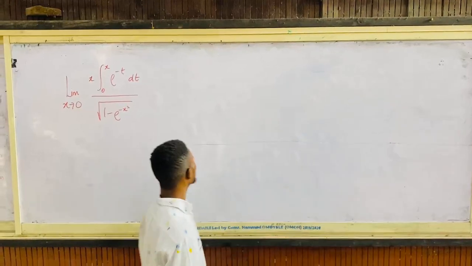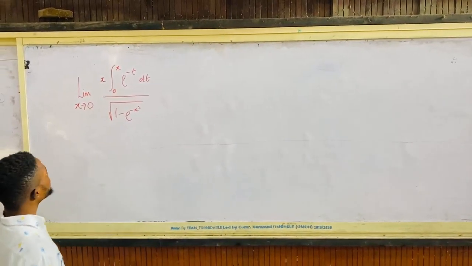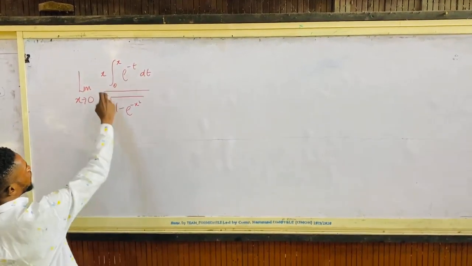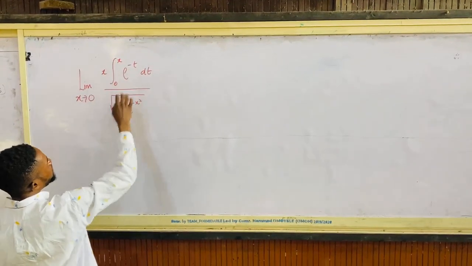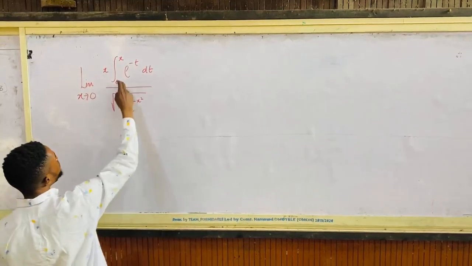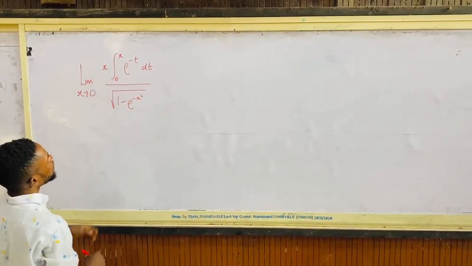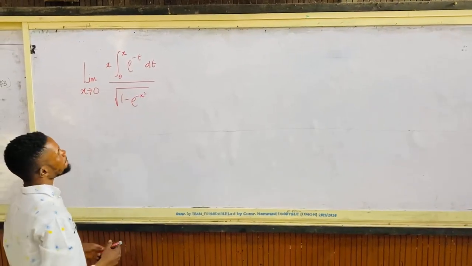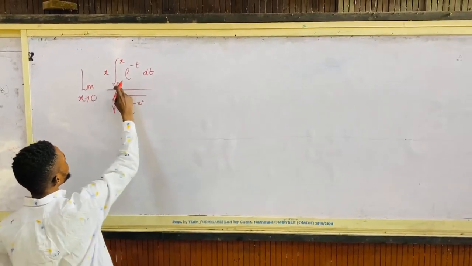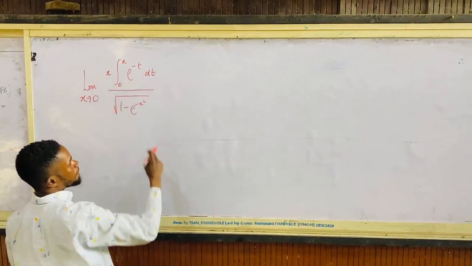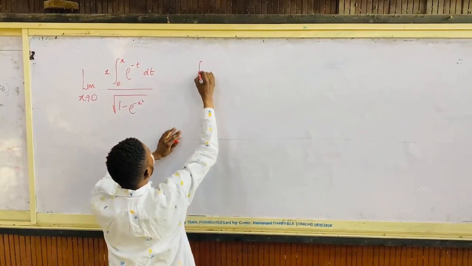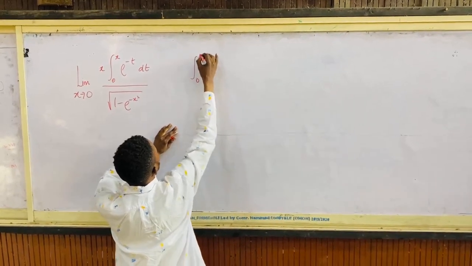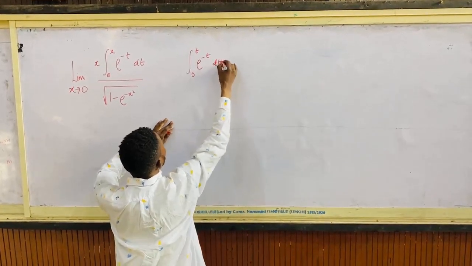Okay, this is a limit question. The limit as x tends to 0 of x times the integral of exponential minus t dt from 0 to x, over the square root of 1 minus exponential minus x squared. Now this integral problem here is the integral of exponential minus t dt from 0 to x.